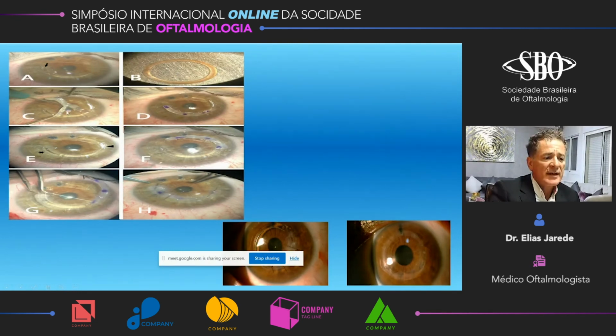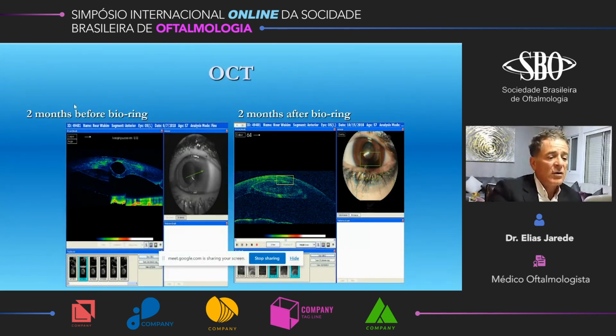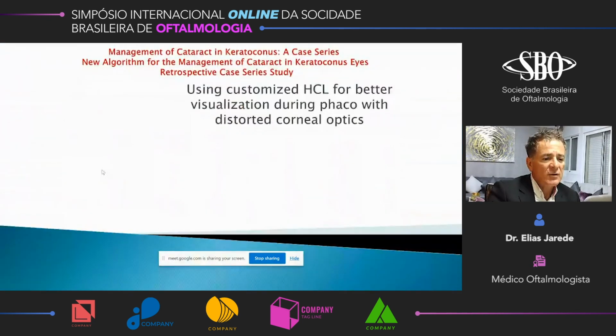We have to make sure that we remove the endothelium and epithelium, and have it soaked in absolute alcohol for like 1 minute, then in fortified antibiotic as well. We make sure that it's very well sterile. Here showing the corneal OCT of the biologic ring, which induces pretty much similar results to the PMMA ring as well. Here the topography of pre-biologic ring and post-biologic ring, which is quite similar, no changes at all.